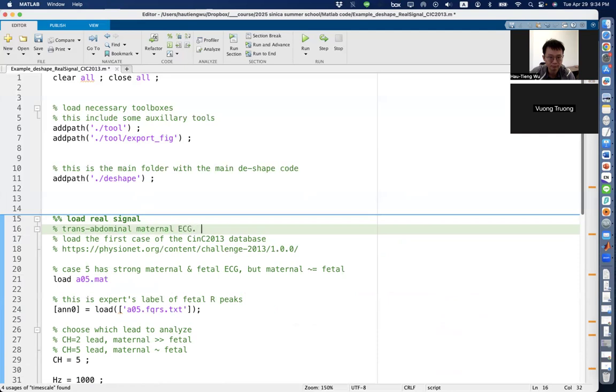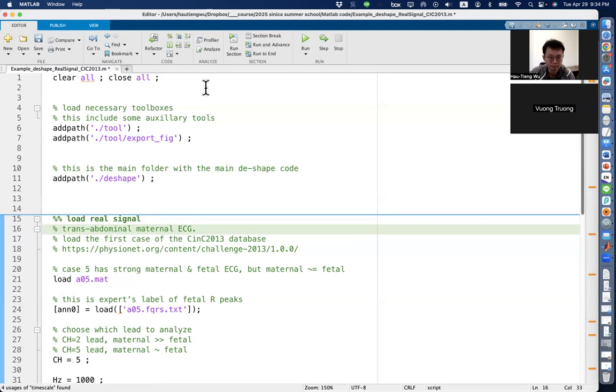That is the ECG lead that is put on a pregnant woman's abdomen, and the recorded ECG signal will contain both maternal ECG and the fetal ECG. If you go to the lecture I gave before about Dshape, you can see an overall introduction about this data set and what we want to do.